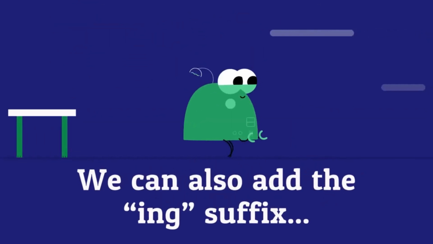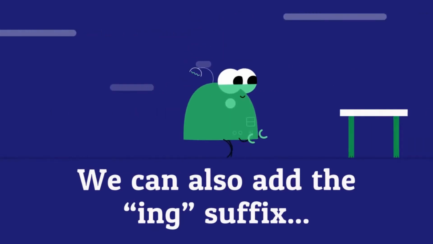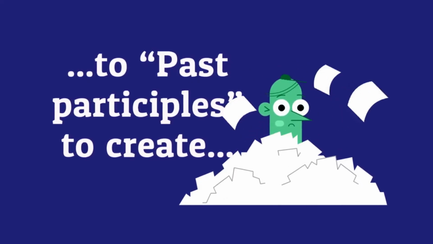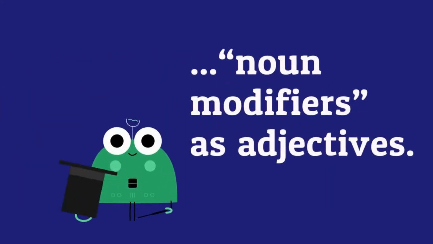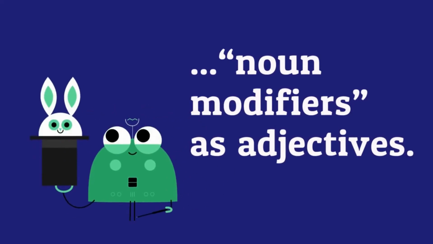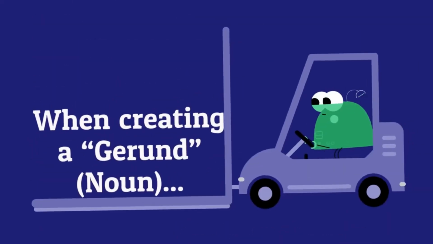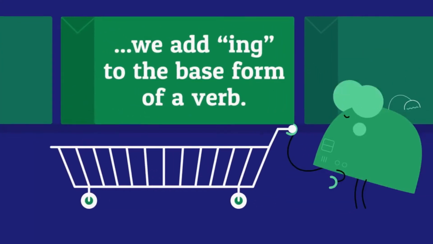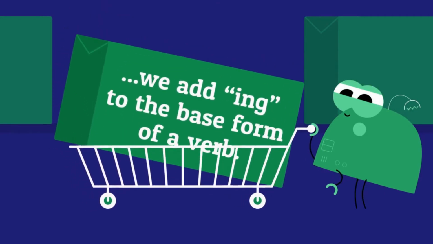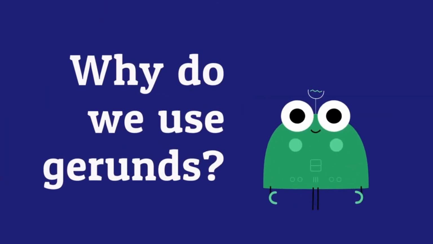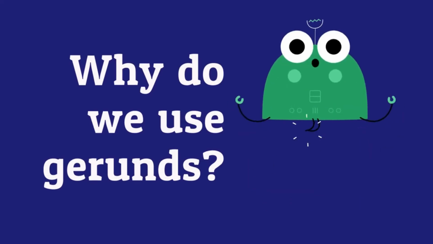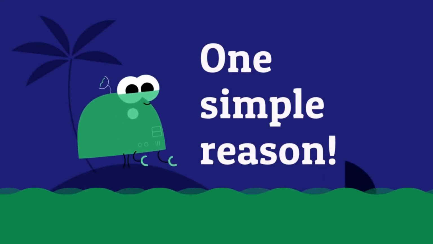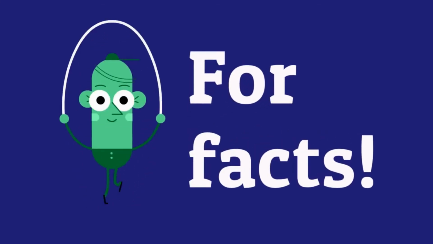We can also add the ing suffix to past participles to create noun modifiers as adjectives. When creating a gerund, we add ing to the base form of a verb. Why do we use gerunds? One simple reason. For facts.